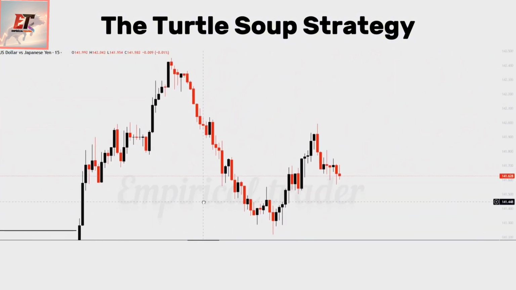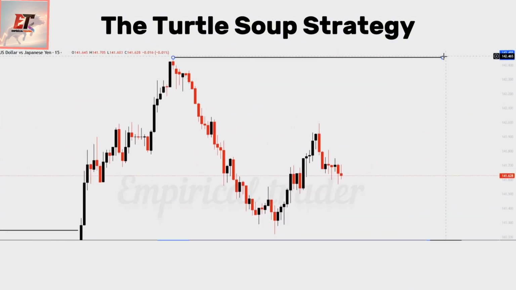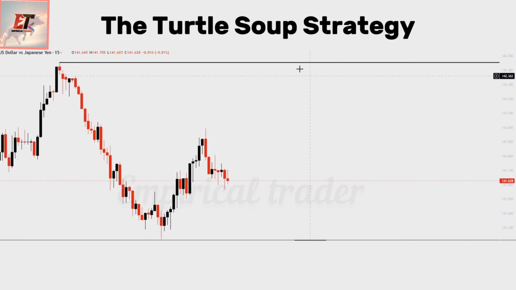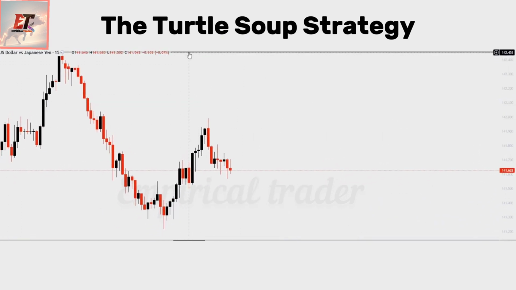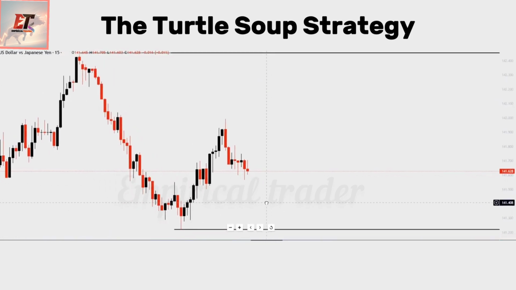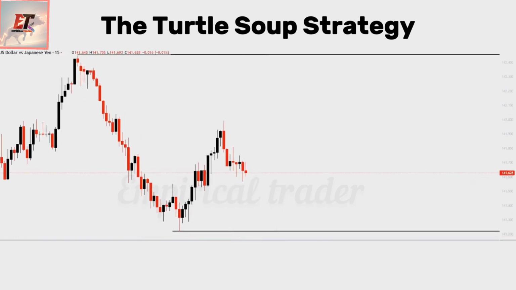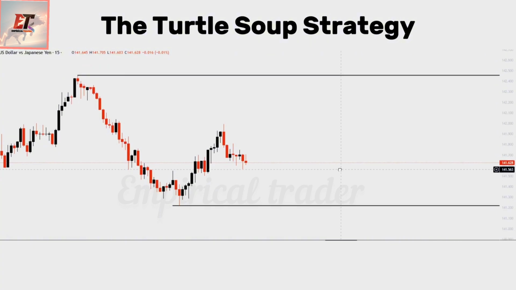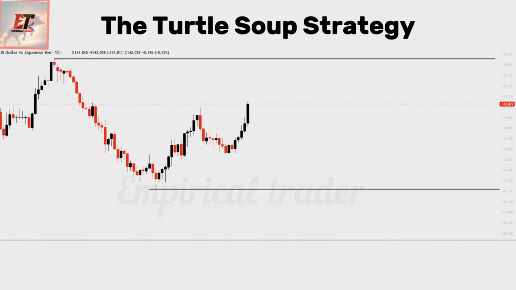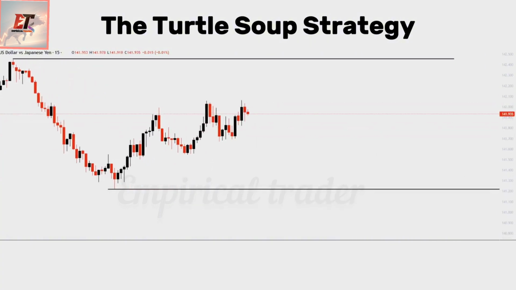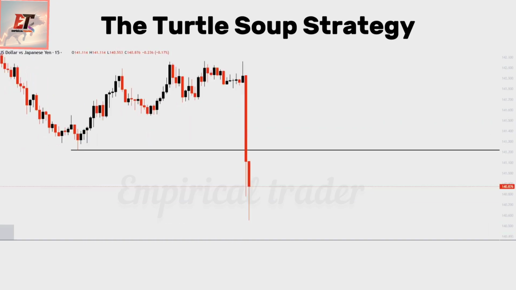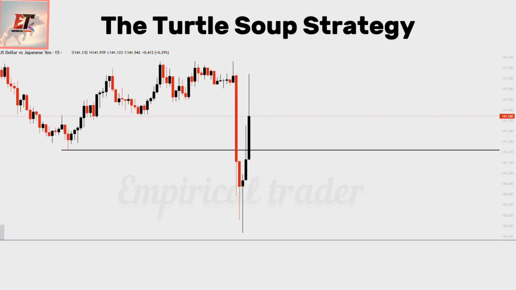Applying the turtle soup model, we identify the high and the low, and we wait for one side to break. Since we are in an uptrend, applying the continuation turtle soup model, the price should break down just to break up afterwards. If it doesn't, we don't take the trade because it means that we would trade against the trend.